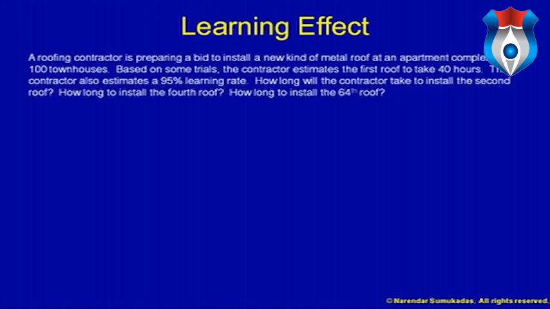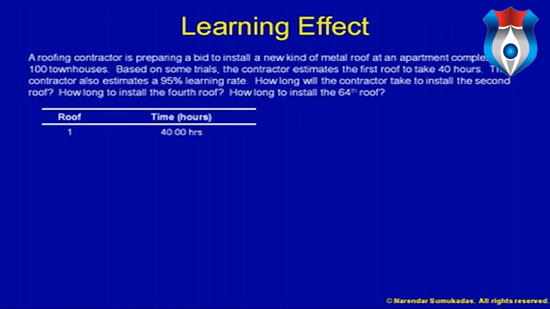The roofing contractor estimates that the first roof will take 40 hours. Given a 95% learning rate, we can estimate that the second roof will take 40 hours times 95%, or 38 hours. The learning effect works like this. Every time the cumulative number of iterations doubles, we can multiply the time estimate by 95%.